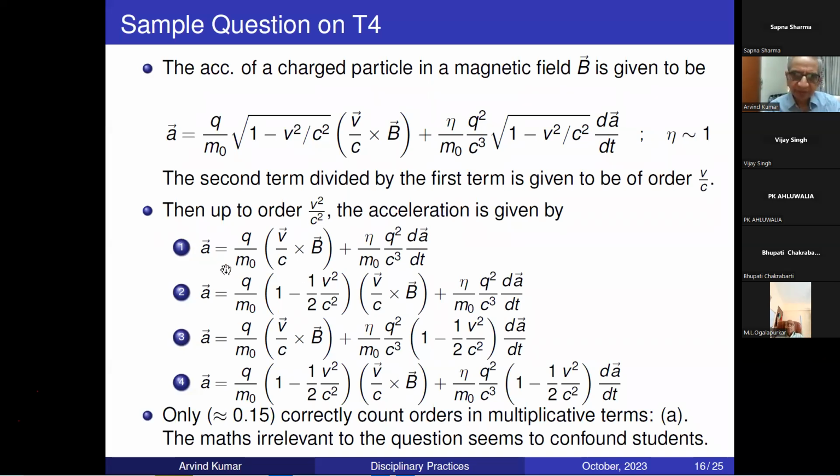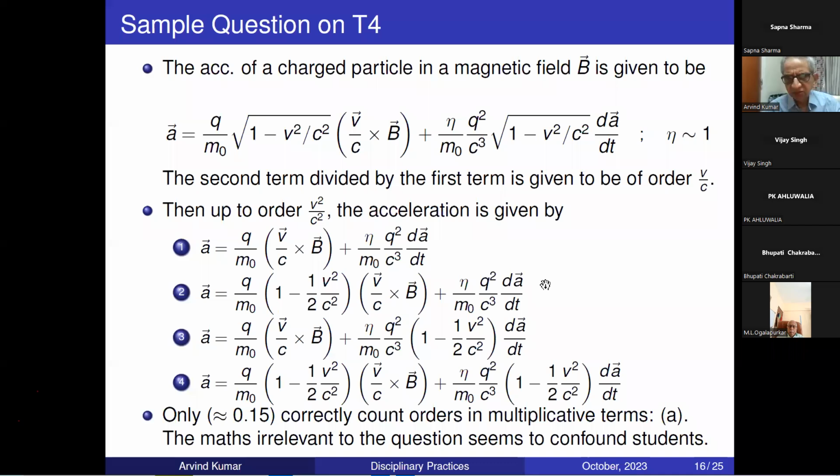So it's a perfectly correct statement in physics that A is correctly given by this expression up to order V square by C square. So these are some of the points which are not told, though experts and teachers are well aware of them. Most people can't correctly count orders in multiplicative terms. Well, it was difficult to analyze this question.